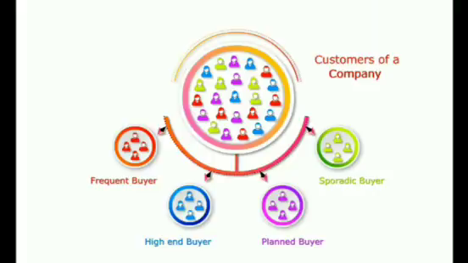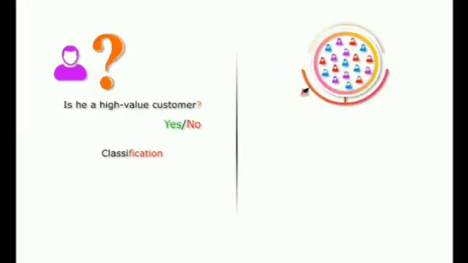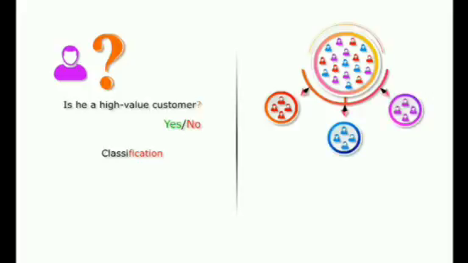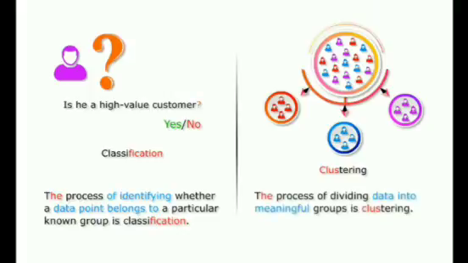What is the difference between classification and clustering? Categorizing a given customer as high value or not is a supervised learning task of classification. Segregating a population of customers into different groups based on similar characteristics is an unsupervised learning task of clustering. The process of identifying whether a data point belongs to a particular known group is classification. The process of dividing data into meaningful groups is clustering.